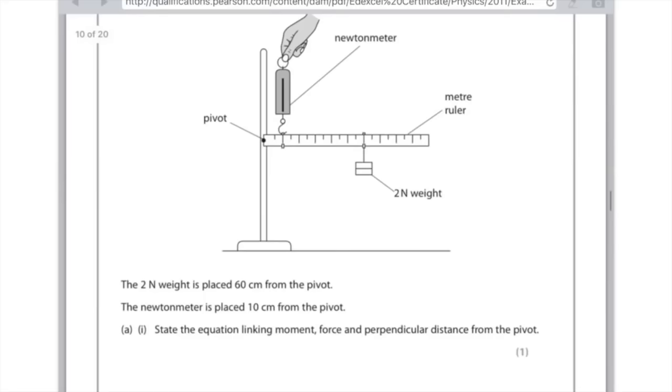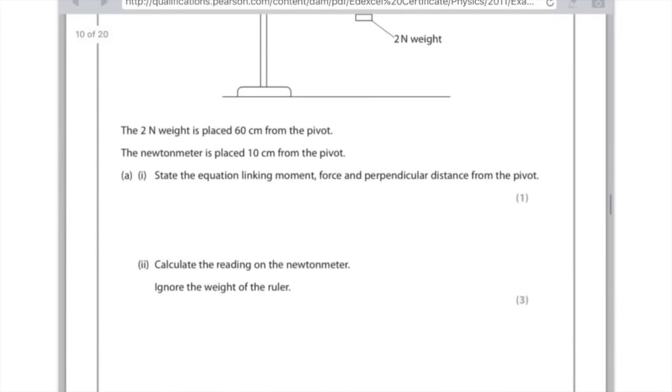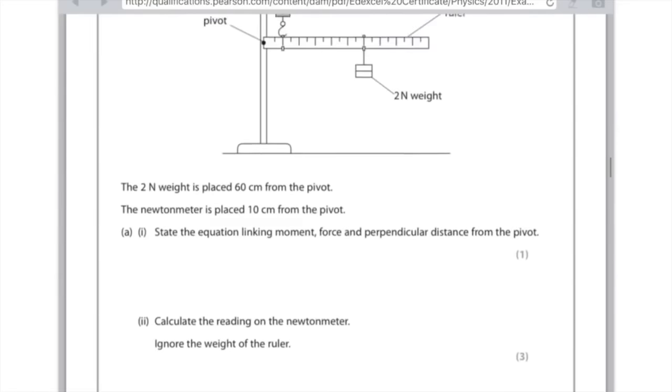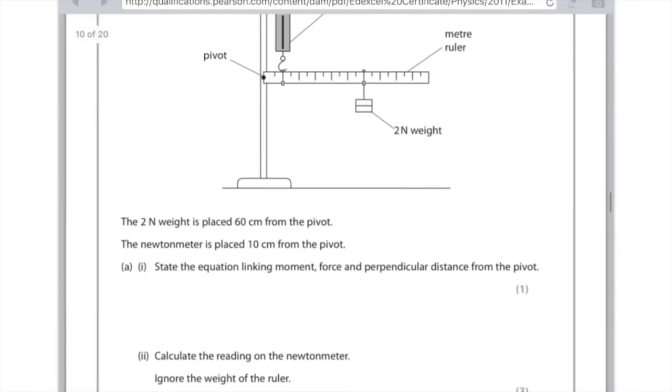Remember the units. Moments are measured in Newton meters. Force is measured in newtons and perpendicular distance is measured in meters. 2. Calculate the reading on the Newton meter. Ignore the weight of the ruler. Okay, don't stress here. We can work this out. Remember the law, which is that clockwise moment equals anti-clockwise moment.